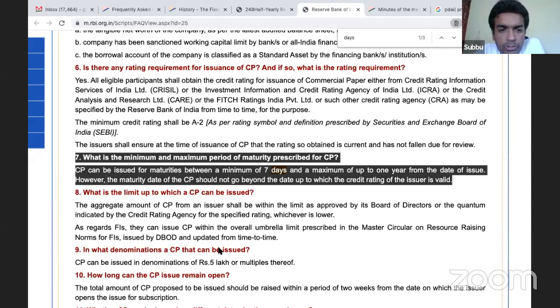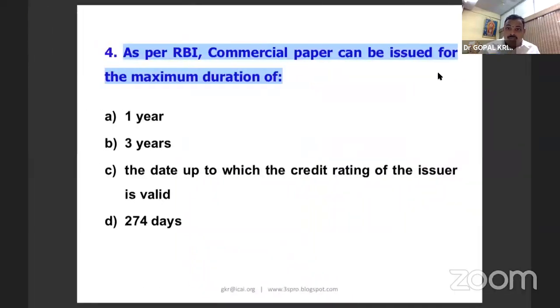However, the maturity date of the commercial paper should not go beyond the date up to which the credit rating of the issuer is valid. So the credit rating agency will say, no, you are a very poor guy, don't issue for 1 year, you should only issue for 4 months. Okay, so very important. Now please read this question, Mr. Subbu. Entire question you have to read.